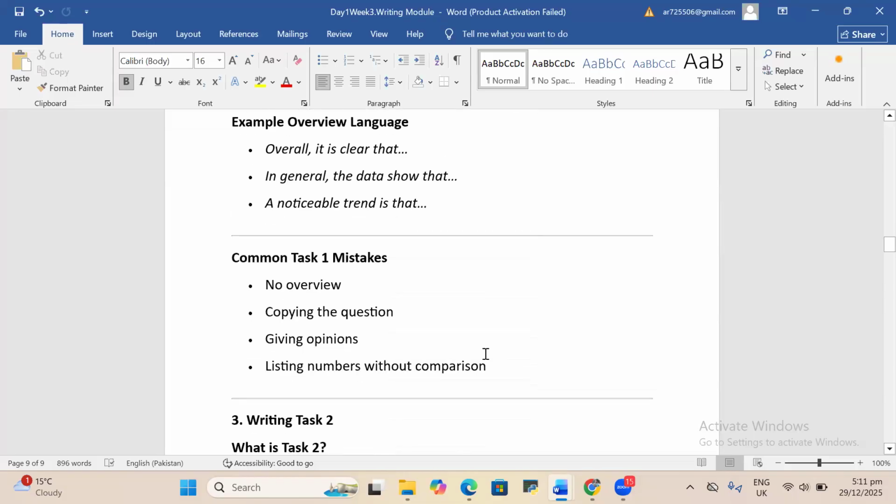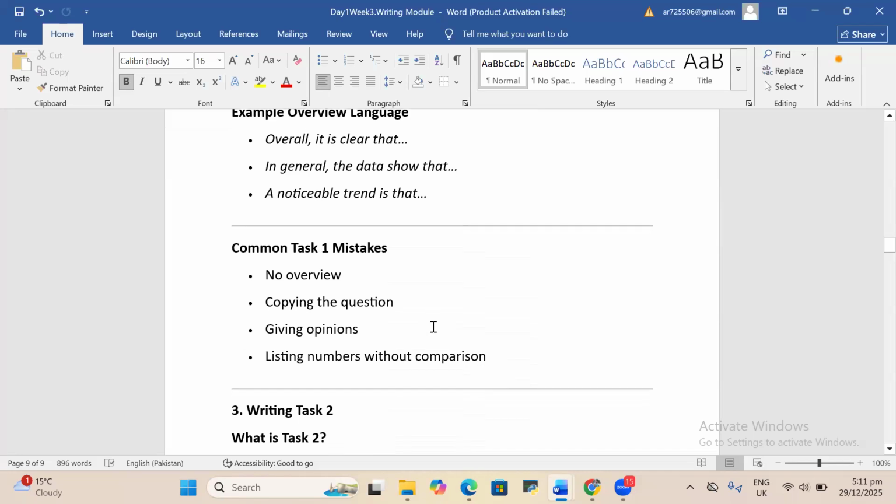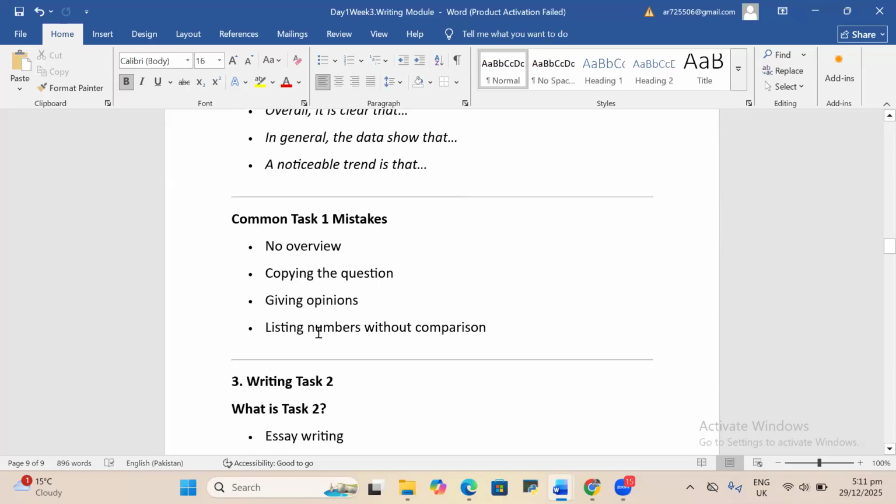So we think students should avoid these things. Most of the students who get a low band score in task 1 do not write an overview. Copying the question means they write the question the same in the introduction rather than paraphrasing it. They also start giving their own opinion and listing numbers without comparison.